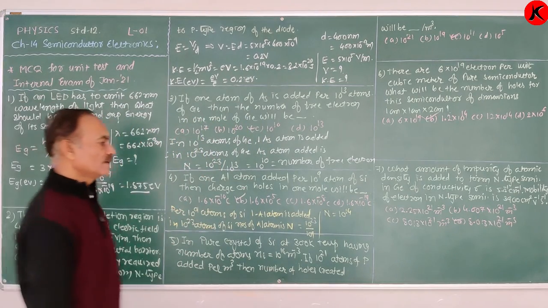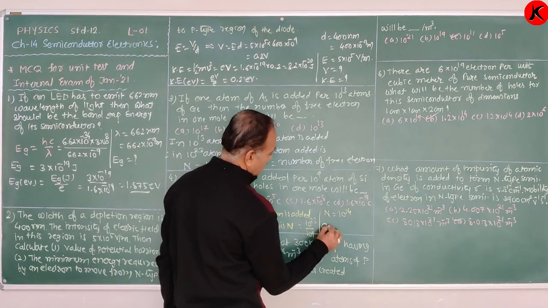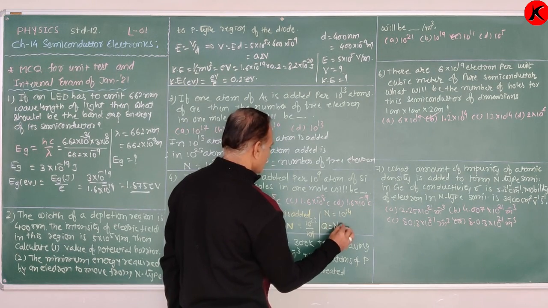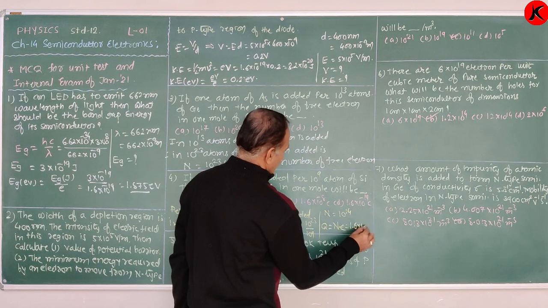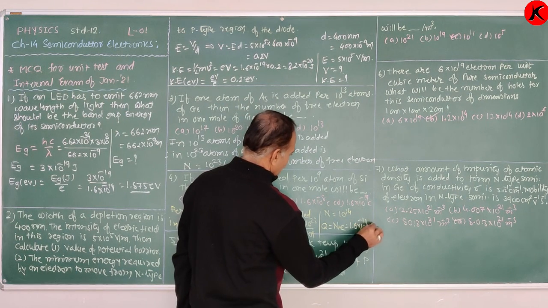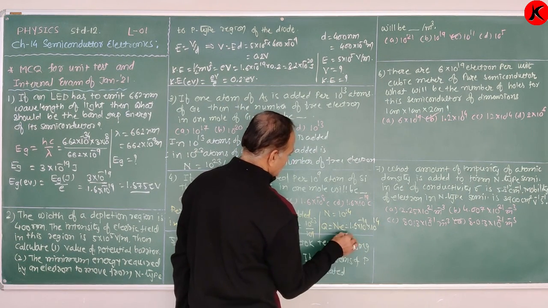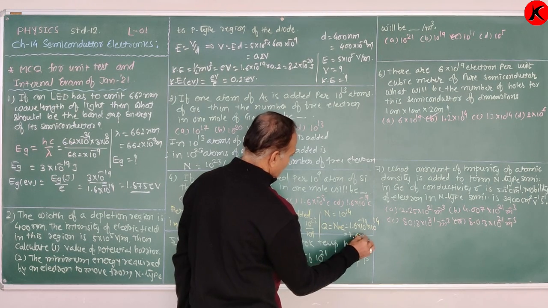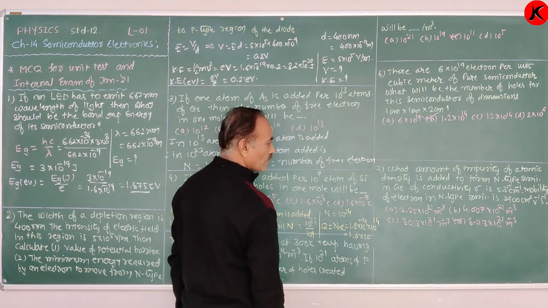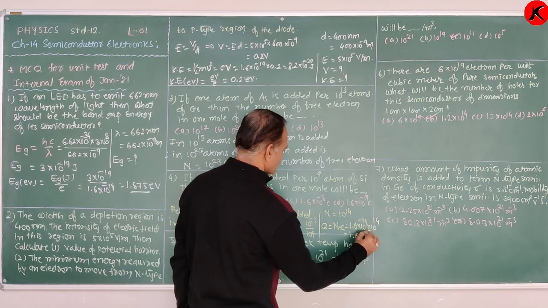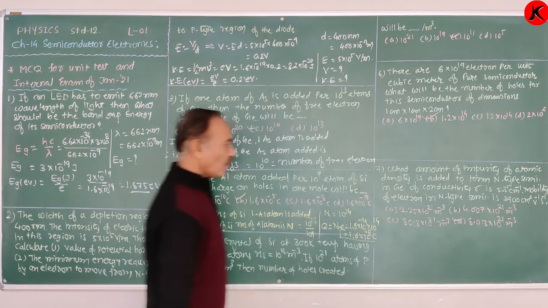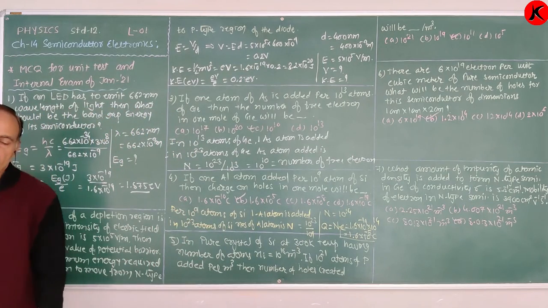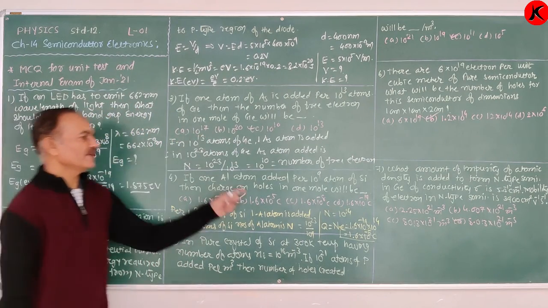in 1 mole. Therefore, the charge Q is equal to n into e. So 1.6 into 10^-19 into 10^14. That means 1.6 into 10^-5 coulomb charge. That is the charge of the holes in 1 mole silicon crystal. Same numerical as earlier.